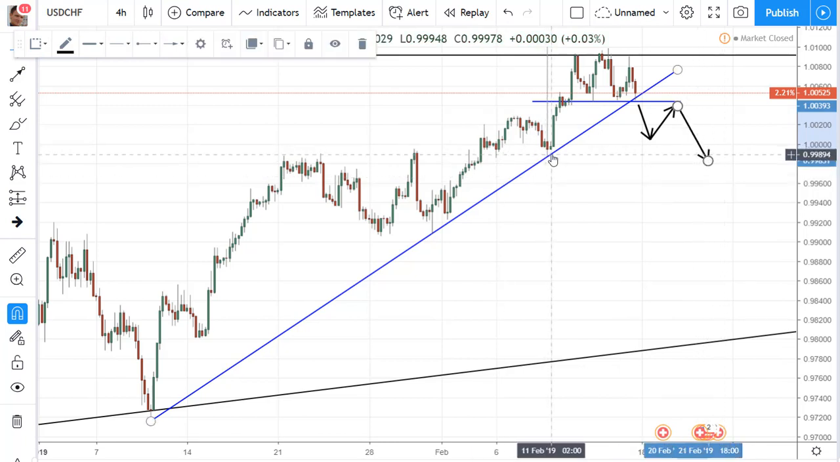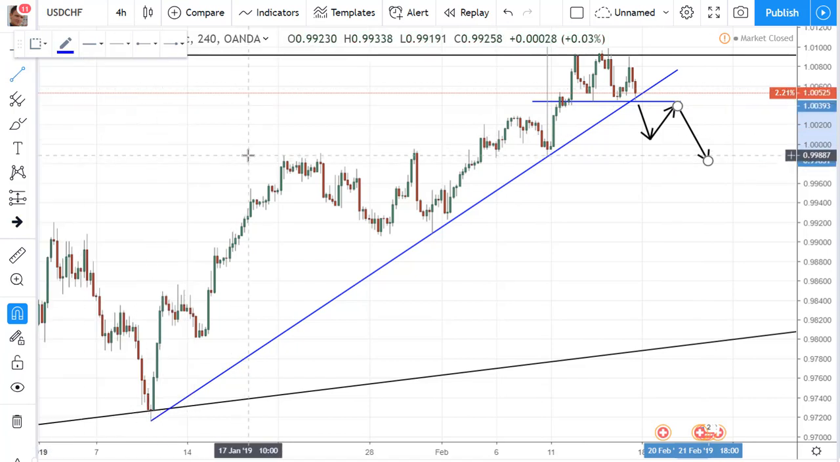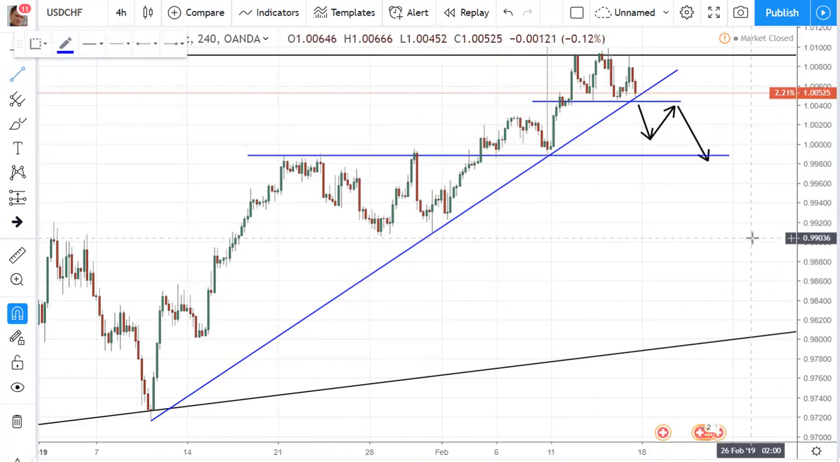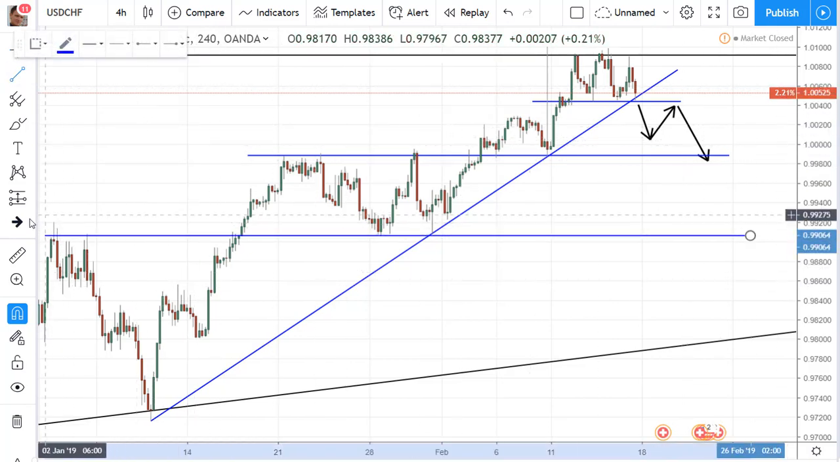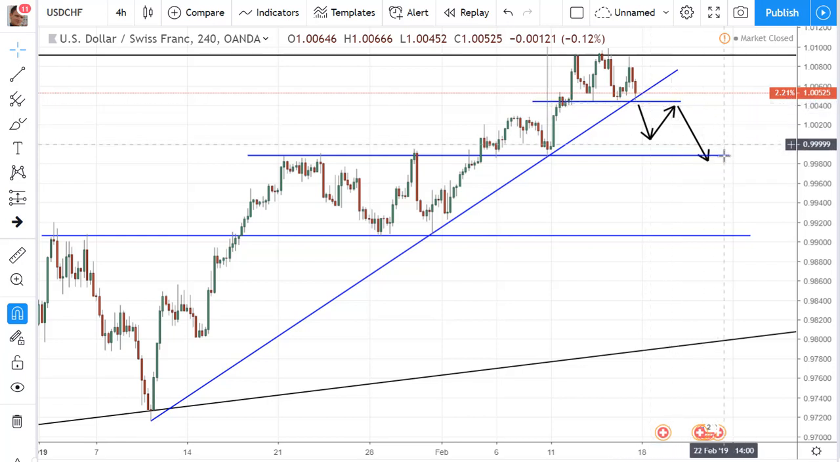I think let me draw it in. This is an important zone, resistance support kind of thing again, and then we have another one down here where support and resistance way over here. So probably I'll take a short from 1.00 something at the top of this channel, and then take my first profit off down here.